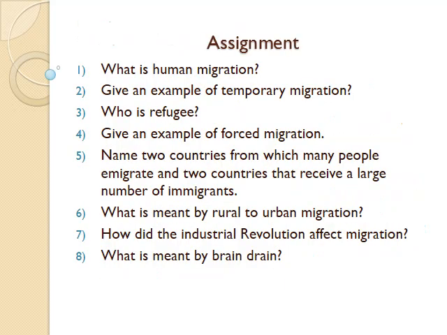At the end of this presentation, an assignment is given. What is human migration? Give an example of temporary migration. Who is a refugee? Give an example of forced migration. Name two countries from which people migrate or emigrate, and two countries that receive a large number of immigrants. What is meant by rural to urban migration? How did the Industrial Revolution affect migration, and what is meant by brain drain? Do all this assignment in your notebook.